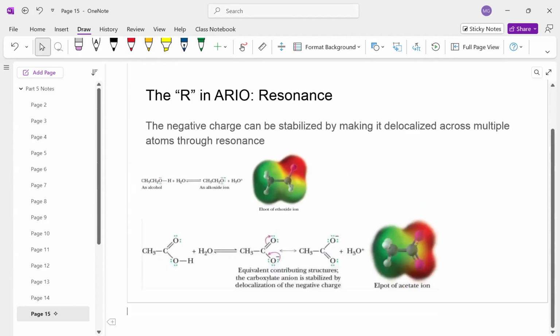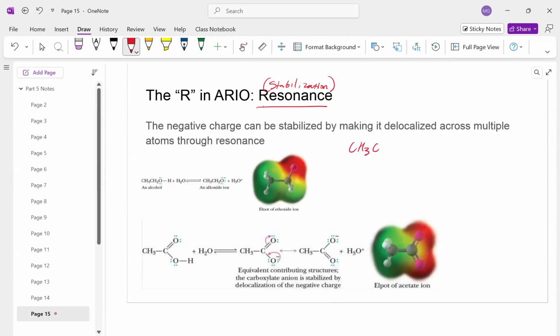Now let's look at the R in ARIO. The R stands for resonance, specifically resonance stabilization. There's that term again. We've already seen it come up quite a bit in this chapter. And we use resonance. So if we can't figure out any difference in the atom, then we go to resonance. So for example, we're going to compare this alcohol to this carboxylic acid. And kind of ask ourselves which one's more acidic.